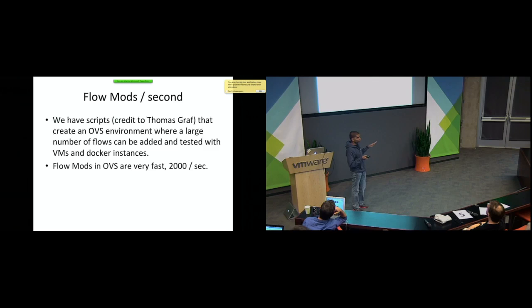This is nothing to do with the upcalls per second or anything, but it's more about when I do OVS-ofctl add-flows, how fast are we able to add the flows. So that rate is pretty high, like 2000 per second. So it doesn't take all that much time to actually add like 120K flows.